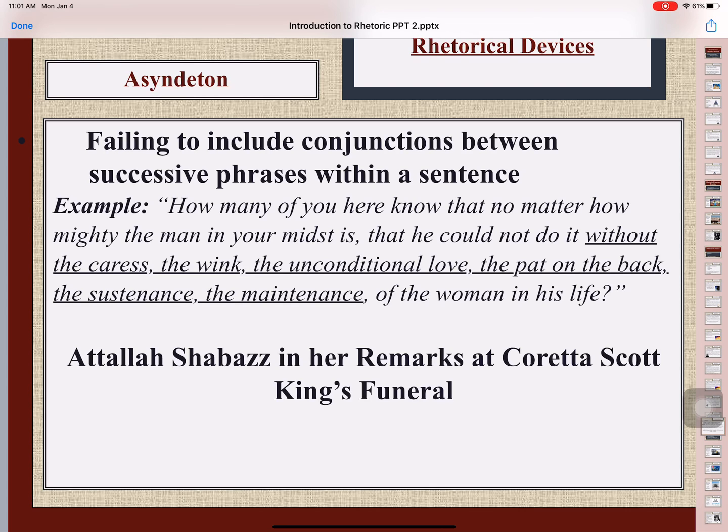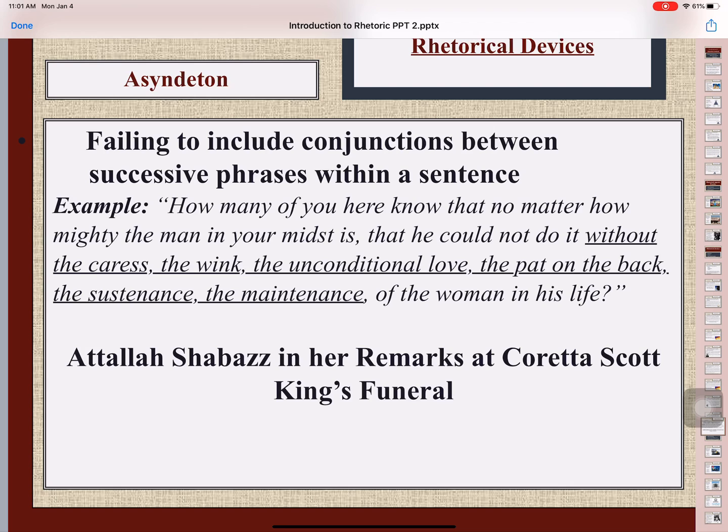How many of you here know that no matter how mighty the man in your midst is, that he could not do it without the caress, the wink, the unconditional love, the pat on the back, the sustenance, the maintenance of the woman in his life?